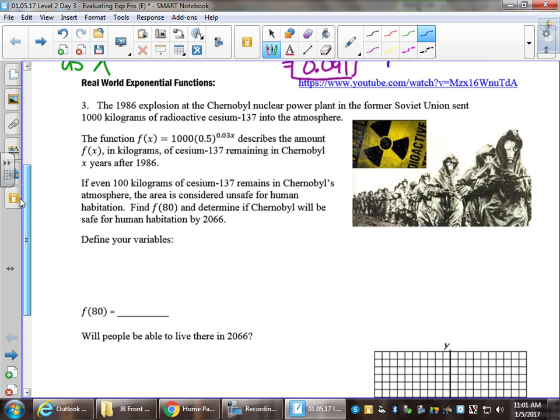Now that we're all squared away with how to use our calculators, let's start looking at a real-world scenario that deals with exponential functions. Can you raise your hand if you've heard of Chernobyl? I have 1 yes, 2 yeses, 3. Go ahead and read this situation. This happened in 1986. So if you ask your parents, do you remember what you were doing or how old were you when Chernobyl happened? They most likely will be able to tell you.